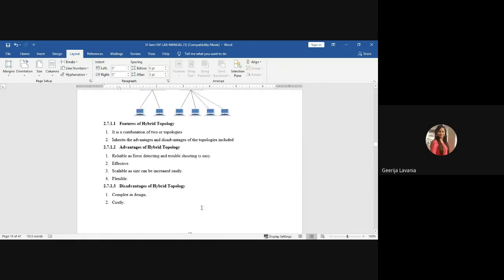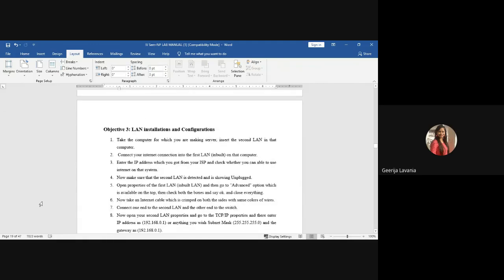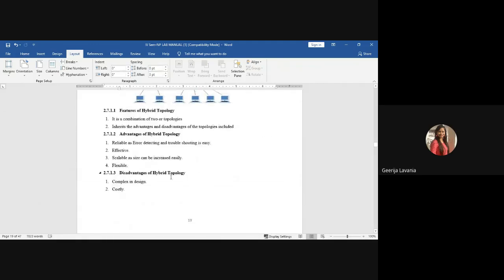The feature of this topology is that it is a combination of two or three topologies, inheriting the advantages and disadvantages of those topologies. The advantages are that it is reliable, with error detection, effective, scalable as size can be increased, and flexible. The disadvantages of the hybrid topology are that it is complex in design and costly. So these are the advantages and disadvantages of the hybrid topology.